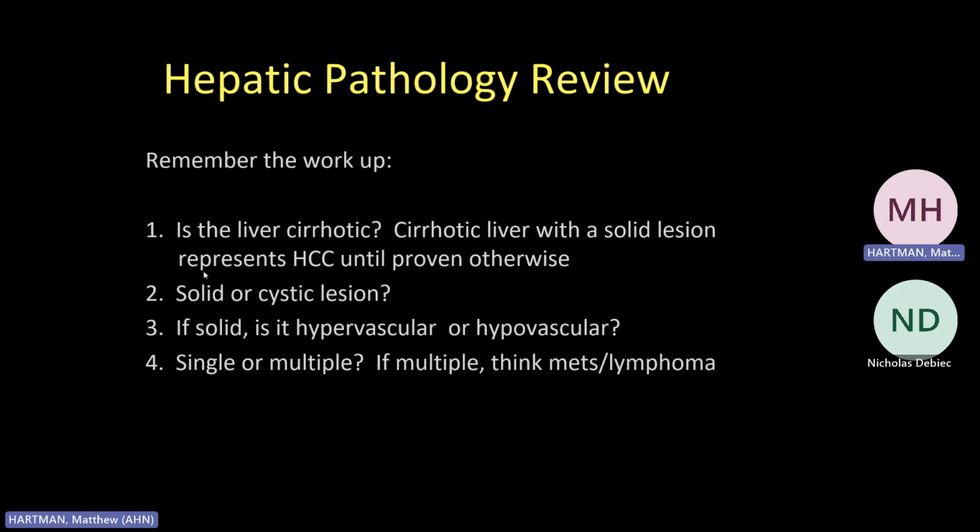So let's review. Questions you should ask yourself with liver lesions. Is the liver cirrhotic? Cirrhotic liver with a solid lesion is HCC till proven otherwise. Is your lesion solid or cystic? If it's solid, is it hypervascular or hypovascular? Finally, remember Mets lymphoma if it's multiple.